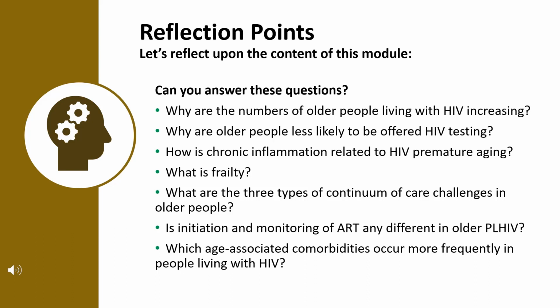Let's reflect upon the content of this module. Can you answer these questions? Why are the numbers of older people living with HIV increasing? Why are older people less likely to be offered HIV testing? How is chronic inflammation related to HIV premature aging? What is frailty? What are 3 types of continuum of care challenges in older people? Is initiation and monitoring of ART any different in older people with HIV? Which age-associated comorbidities occur more frequently in people living with HIV?